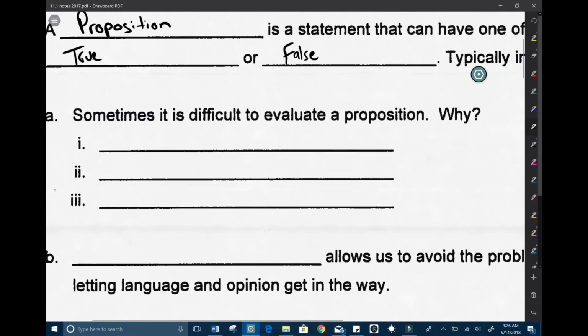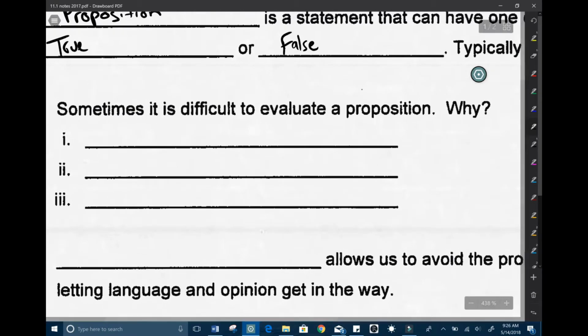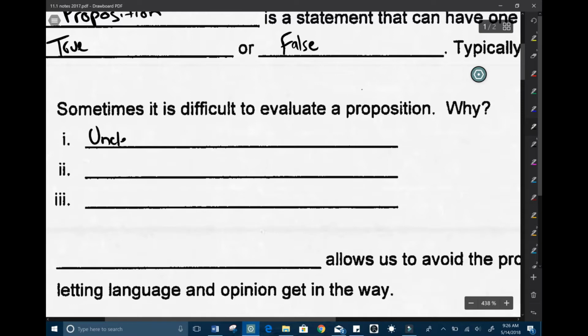Sometimes it's difficult to evaluate a proposition. Why? Because they can be unclear. Maybe we don't know much about the background, or the meanings are unclear. They may be ambiguous. Big words today, but that's okay. And you may have differences in opinions. A lot of politicians have their propositions that maybe not everyone agrees with, but we are going to try and remove those in the mathematical sense.